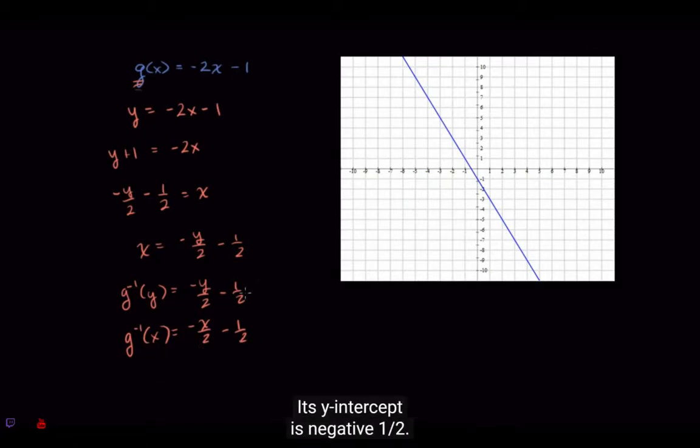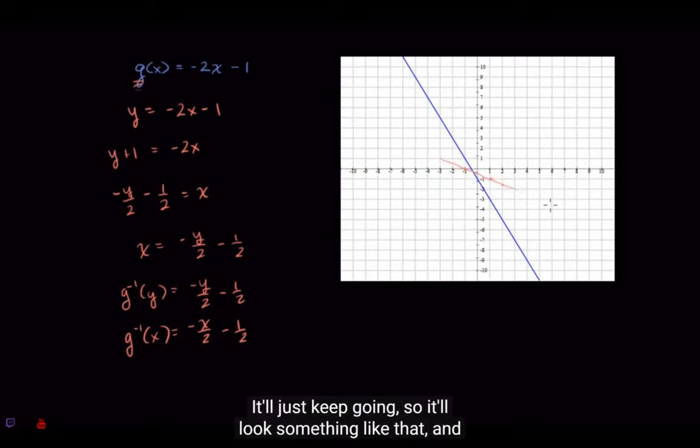Now let's graph it. Its y-intercept is negative 1 half, so it's right over there. And it has a slope of negative 1 half. So if we start at negative 1 half, if we move over 1 in the positive direction, we'll go down half. If we move over 1 again, we'll go down half again. If we move back, we'll go like that. So the line, I'll try my best to draw it, will look something like that. And it'll just keep going in both directions.